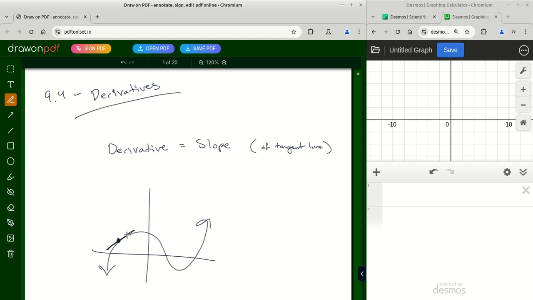So tangent lines are a line that's only touching at one point. And it could even be something like right here where you get something that's flat. There you go. So those are tangent lines, and they exist all over the place. The slope of that line is the derivative.